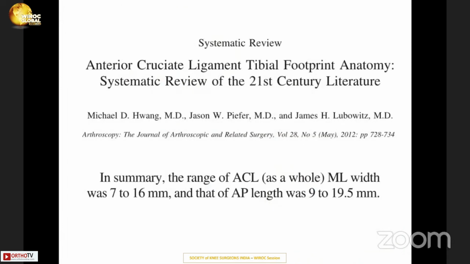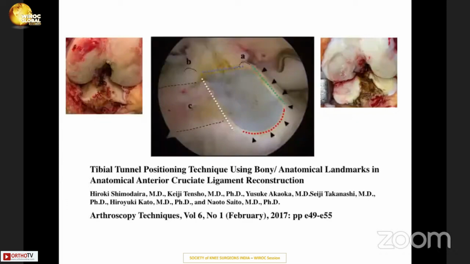Some literature clearly shows that the tibial footprint mediolaterally is 7 to 16 millimeters and anteroposteriorly is 9 to 19.5 millimeters. So it is small mediolaterally, but has a large footprint anteroposteriorly on the tibial side. Another article in Arthroscopy Techniques also shared that the tibial footprint is somewhat circular anteriorly, but as you go posteriorly, it becomes more rectangular. We might all have noticed this while doing total knee replacement. When we remove the ACL, the footprint is quite obviously rectangular and not circular.